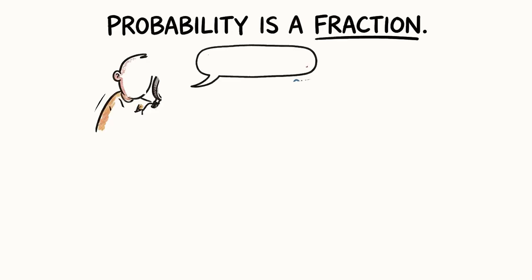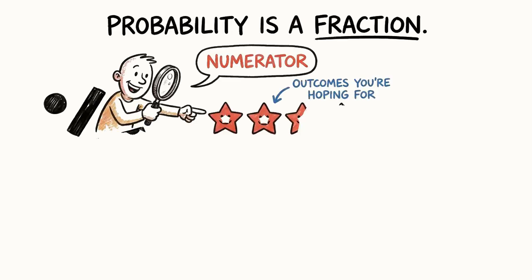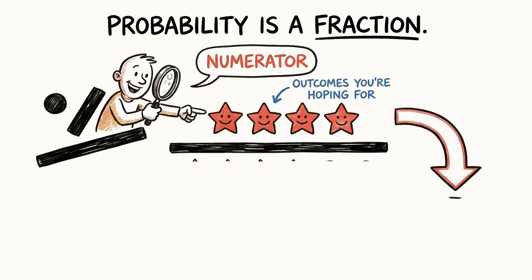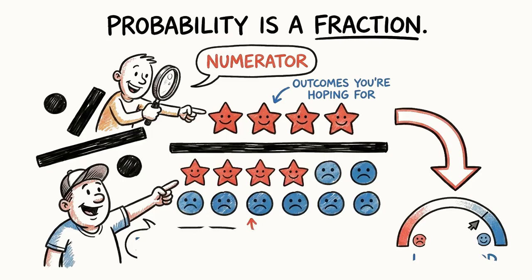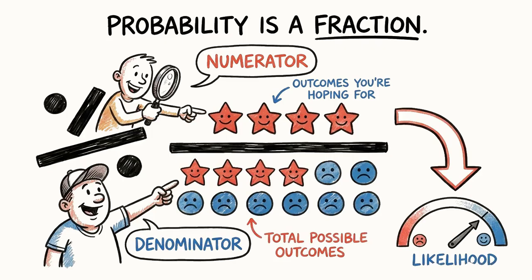Probability is simply this, a fraction. The numerator is the number of outcomes you're hoping for, and the denominator is the total number of all outcomes that are possible. It's a simple but powerful way to measure likelihood.